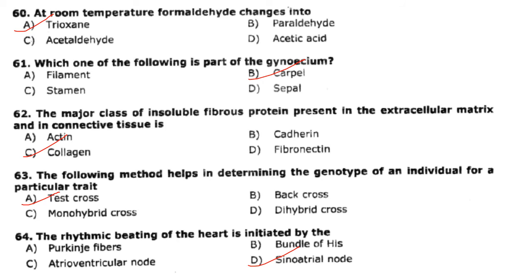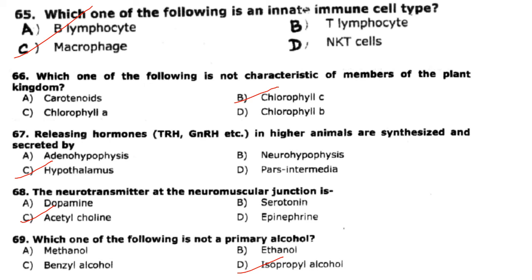Then the rhythmic beating of the heart is initiated by the sinoatrial node or the SA node. Then next one. Which one of the following is an innate immune cell type? Okay, so they have given B lymphocyte, T lymphocyte, macrophage and NKT cells. So which one of the following is an innate immune cell type? So innate immunity is by macrophages. Answer is option C.